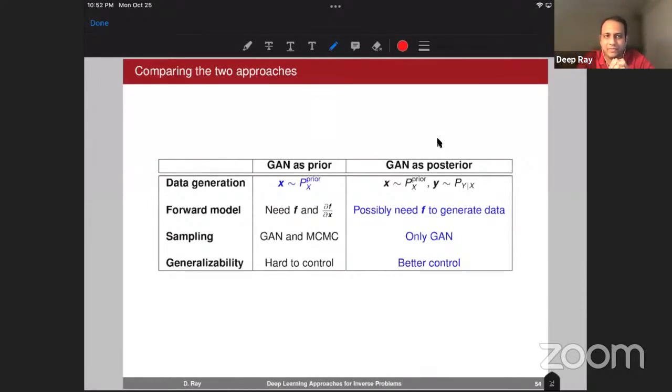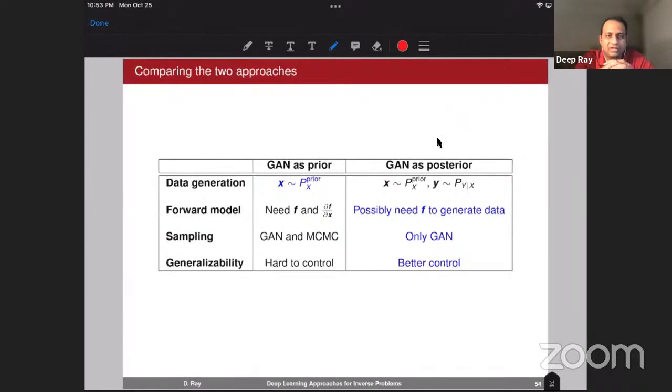How do they differ? In the first case, when you're talking about data generation, you only needed X's from the prior distribution. In the case of GAN as posterior, you first needed X from the prior, and then you needed to find the corresponding Y sample from Y given X, which is obtained by pushing X through the forward model and adding noise. So you needed pairwise samples for GAN as a posterior. In this case, GAN as a prior is a winner.